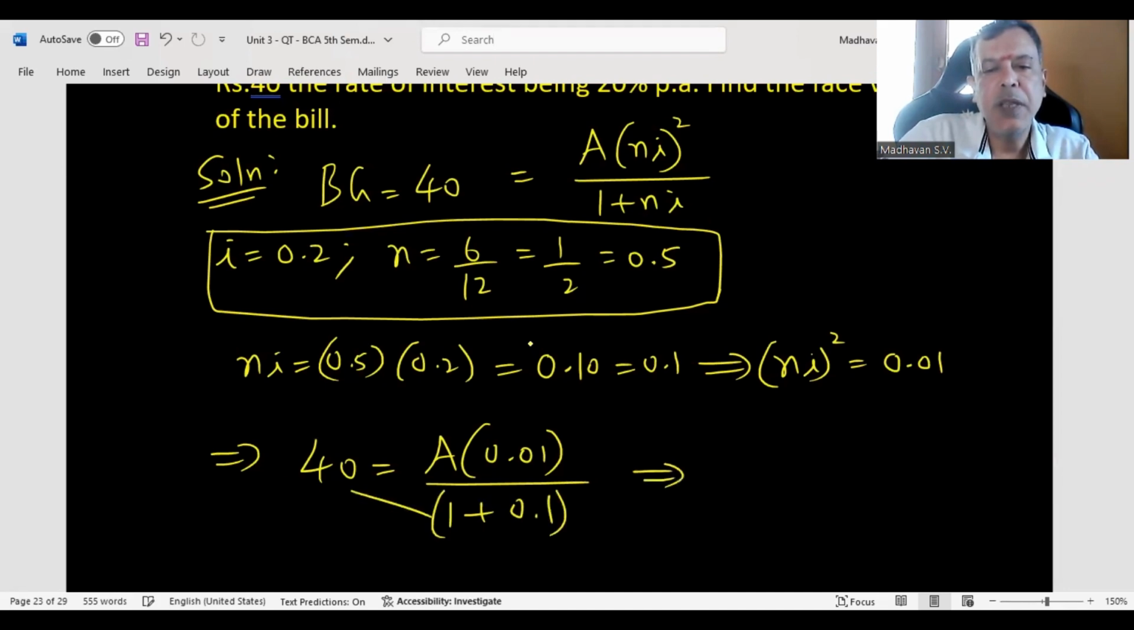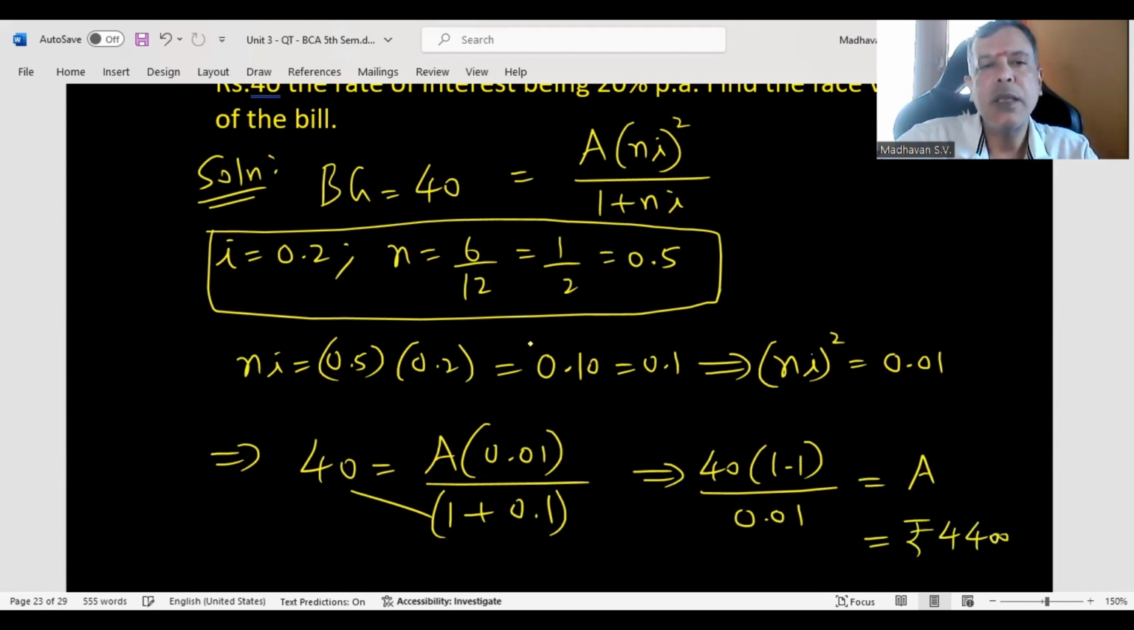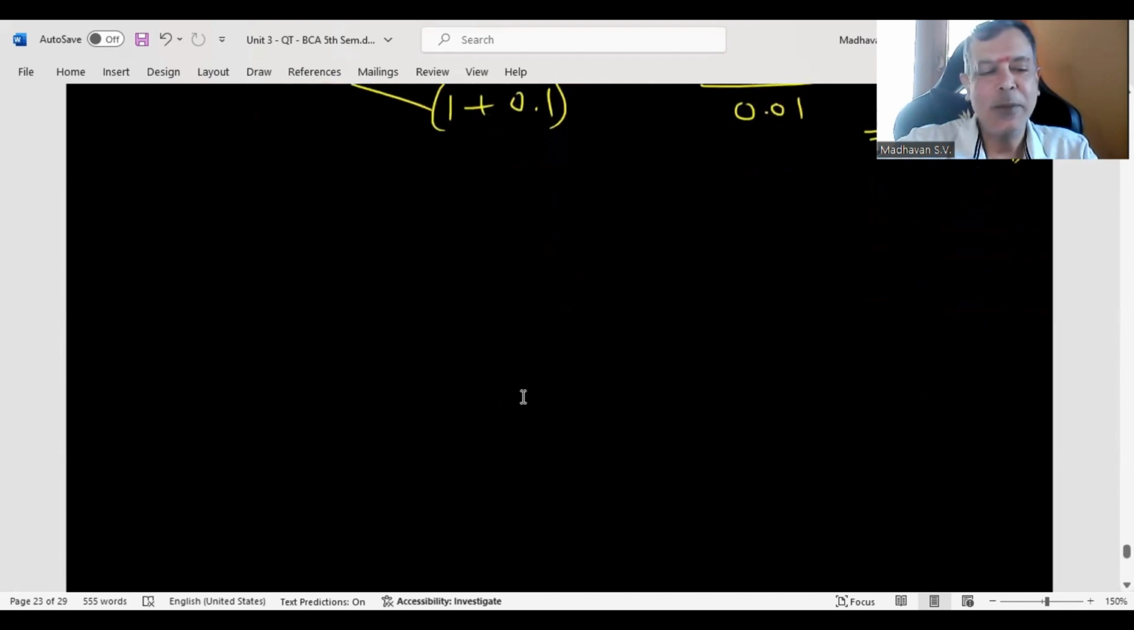Cross multiplying, we get 40 into 1.1 divided by 0.01 is equal to A. So if we calculate this, we will get rupees 4,400 as the bill amount or the face value. That is the solution for this. Let us move on to the next one.